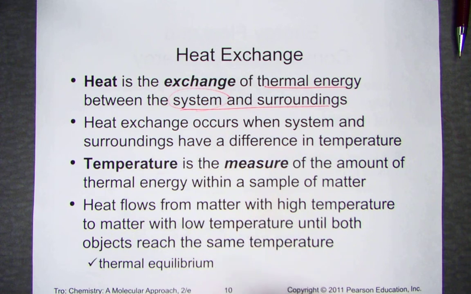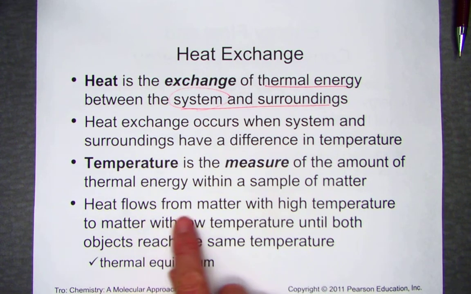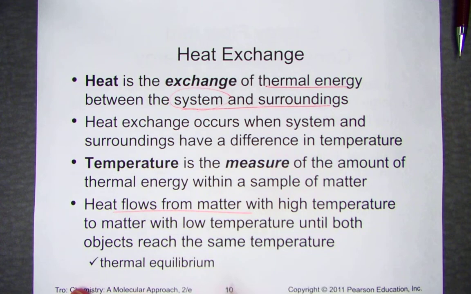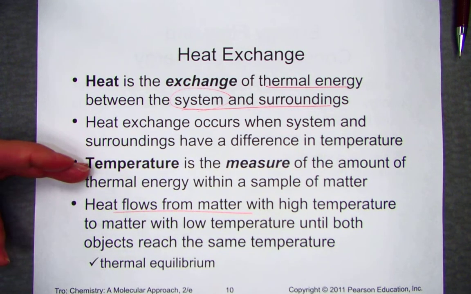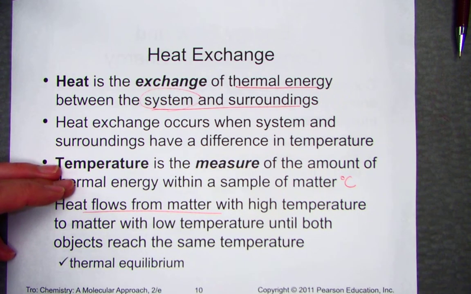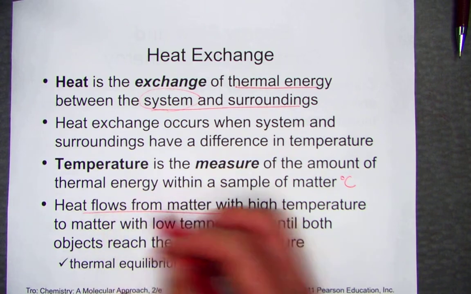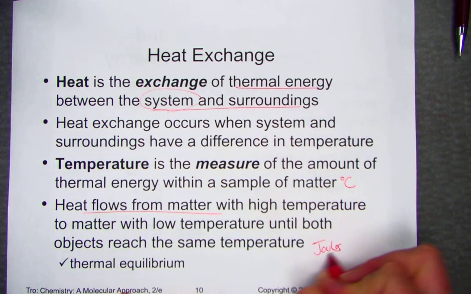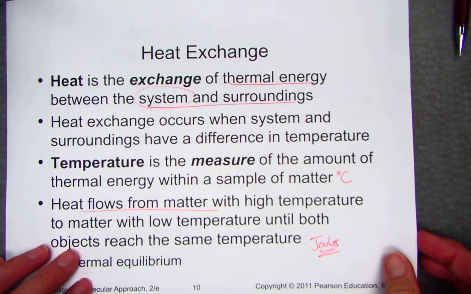Use the Kelvin scale. Heat flows from matter, from a warmer to a cooler object. Heat is a form of energy. Temperature is a scale, and again, usually degrees Celsius is the measurement for that scale. Heat is an energy, typically measured in joules or kilojoules.